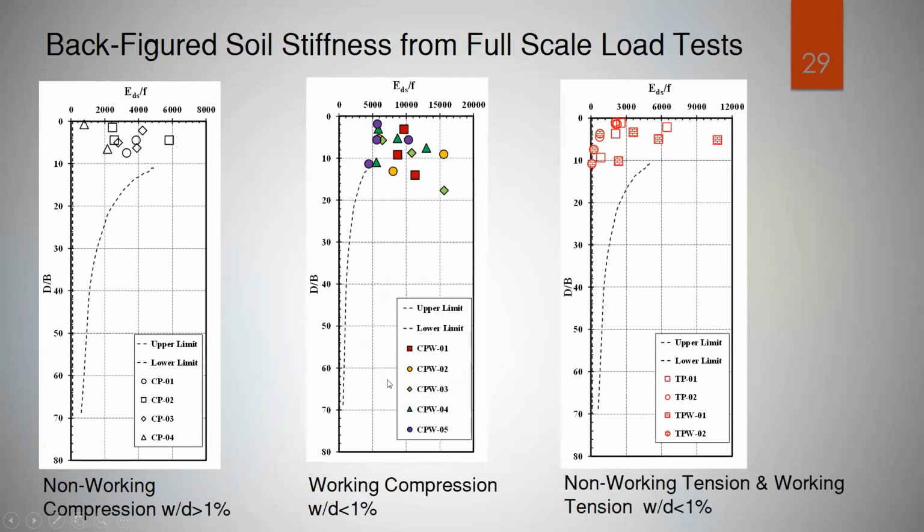So we get four figures: non-working compression, working compression, non-working tension and working tension. The range of values for E drained over unit side resistance is from 2,000 to 6,000, with an average of 3,000. But for working compression, it is beyond the upper limit of Kulhawy. It ranges from 5,000 to 15,000 with an average value equal to 10,000. And finally, for tension, it is in the range of the upper and lower limit, and it ranges from about 100 to 6,000 with an average value of 3,000.